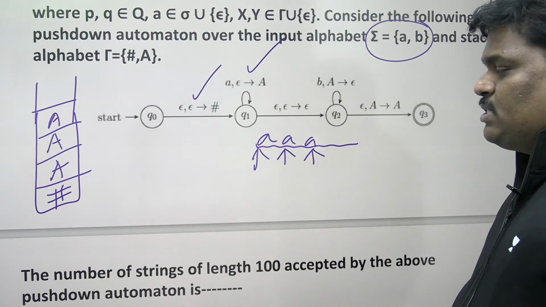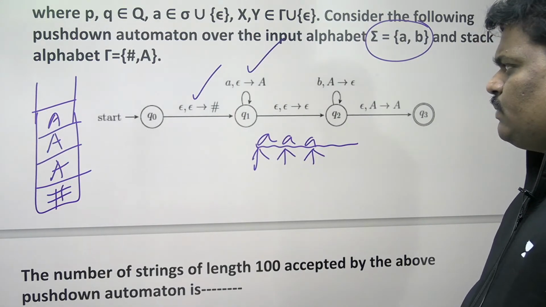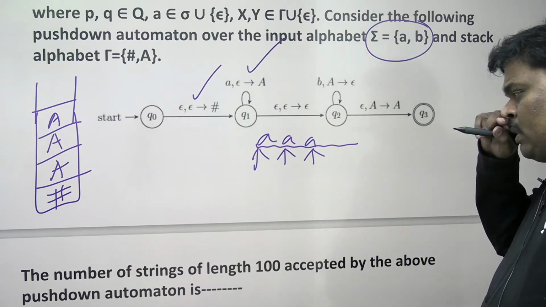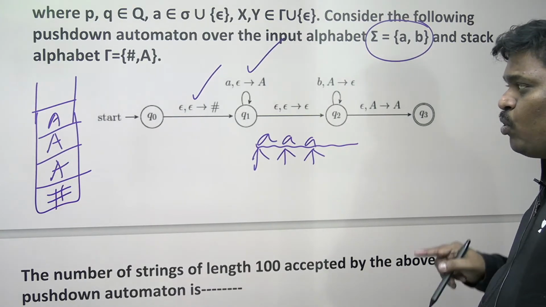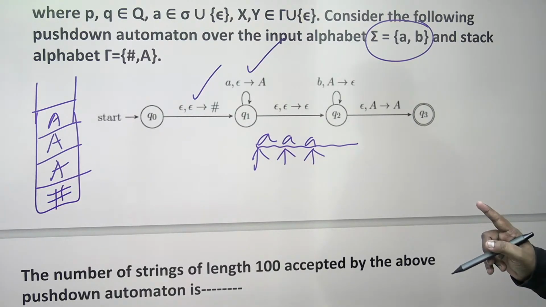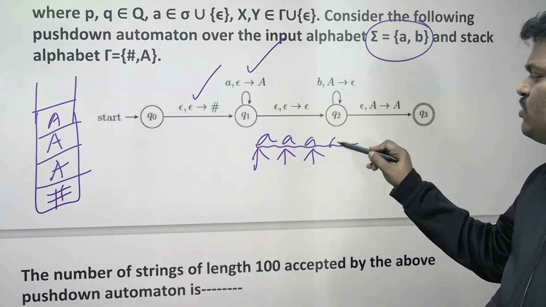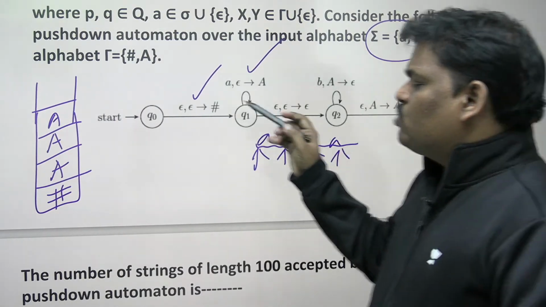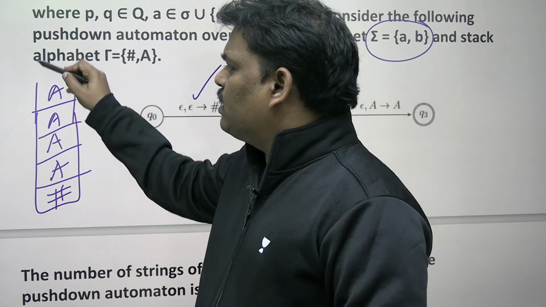The first transition is push hash. The second one is the loop on Q1: for every small a, push capital A. Let us assume that so many a's are there, so many capital A's are pushed. Like that, it keeps on going.